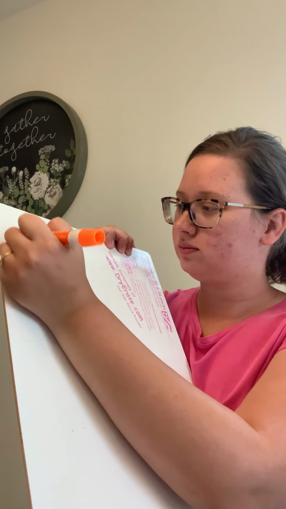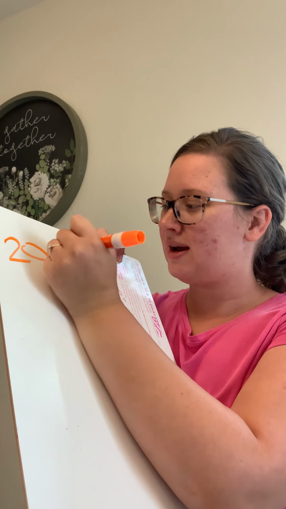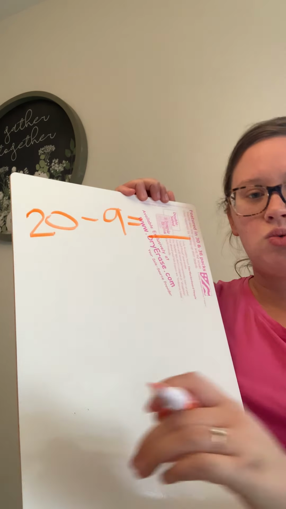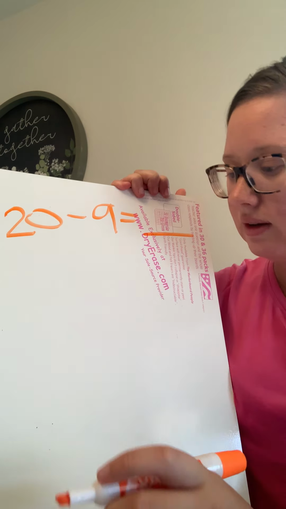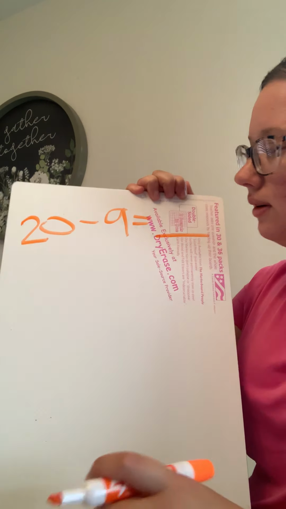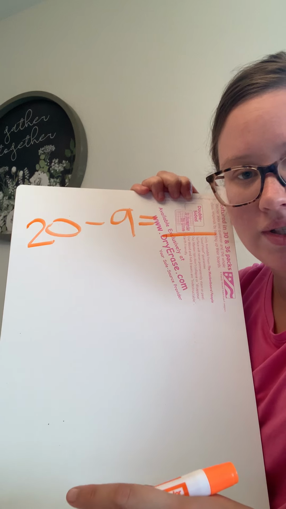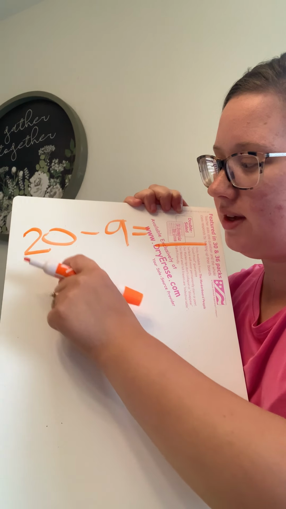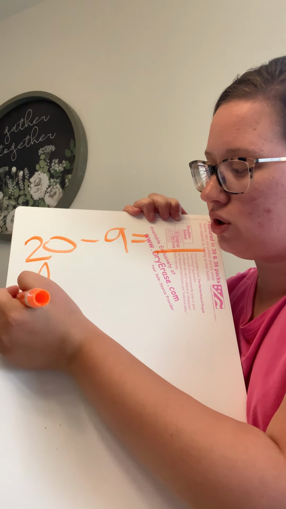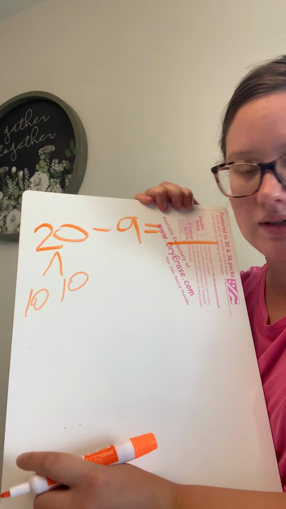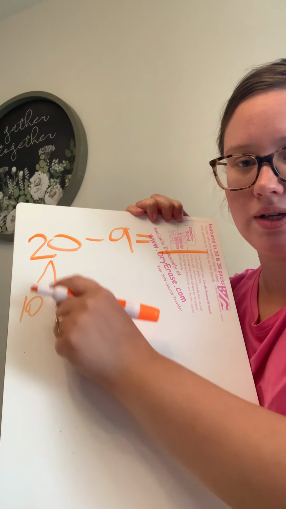20 minus 9 equals blank. So here's 20 minus 9 equals blank. So, like I mentioned, it's hard for students to regroup. So we're going to break this 20 into two numbers that are equal to 20. 10 plus 10 equals 20.